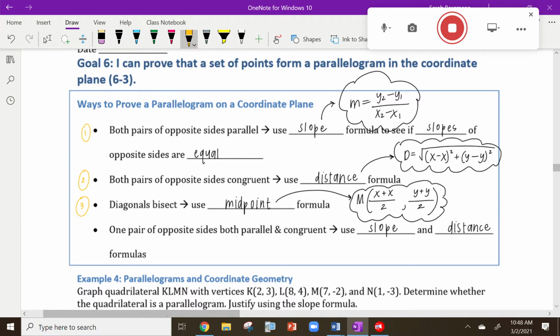Next we could check if the diagonals bisect each other. On the coordinate plane we would use the midpoint formula to see if both diagonals have the same midpoint. And finally, we have one pair of opposite sides is both parallel and congruent. So on one pair of sides, we would use the slope and distance formula to see if they have the same slope, meaning they're parallel, and the distance formula to see if they have the same length.